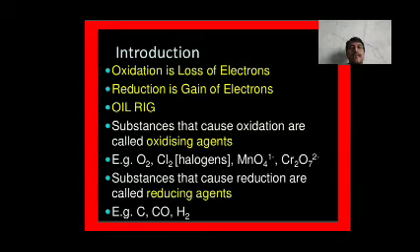Oxidation is loss of electrons. Reduction is gain of electrons. Substances that cause oxidation are called oxidizing agents, for example O2, Cl2, MnO4 minus, Cr2O7 2 minus. Substances that cause reduction are called reducing agents, for example carbon, carbon monoxide, hydrogen.